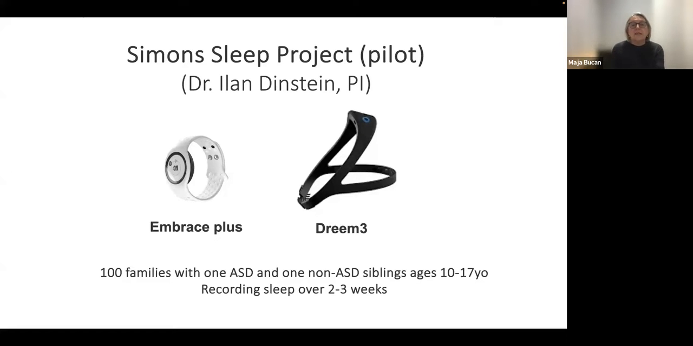So this study is going to use two devices, Embrace Plus and Dreem, that will be able to actually detect EEG scores. And the pilot will include analysis of 100 families with ASD, child to adolescent, and a non-ASD sibling, and recording will be performed over 2 to 3 weeks.